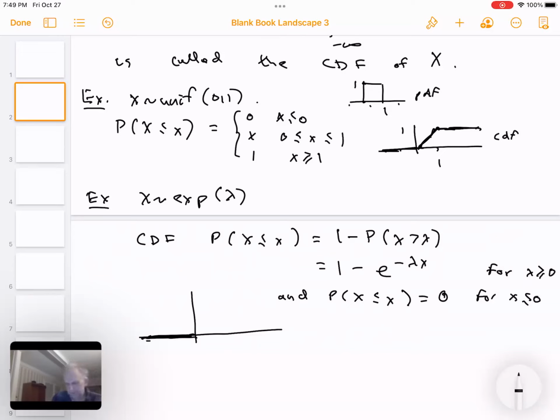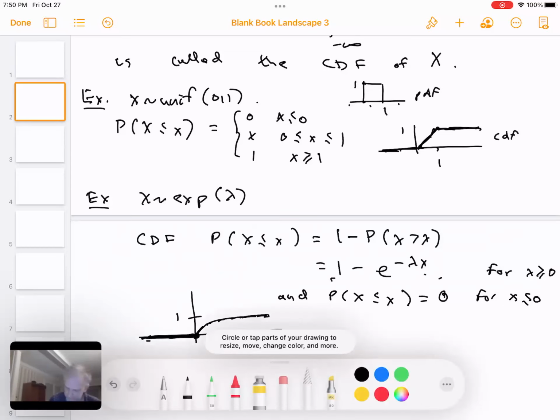So it's like this here. It's continuous, but not differentiable here. There is this corner here, and then it takes off like this toward 1. Right? As x gets big, this goes to 0. The whole thing goes to 1. As x goes to infinity, the whole thing goes to 1, as x goes to positive infinity, and that's for x greater than 0.